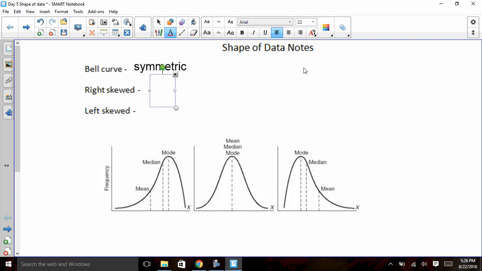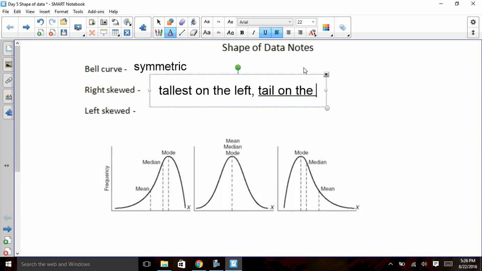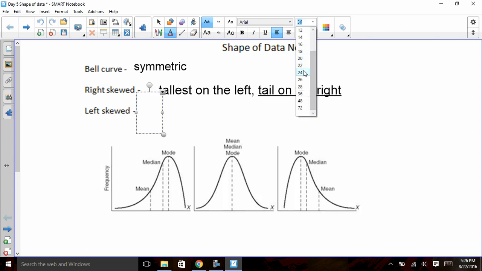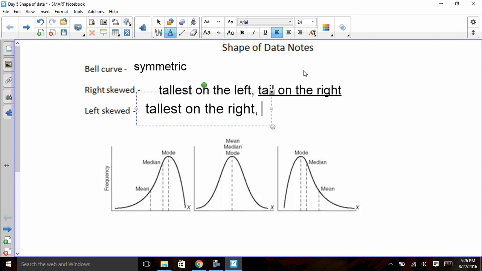Our right skew is going to be tallest on the left, has a tail on the right. Conversely, my left skew is going to be tallest on the right, tail on the left.